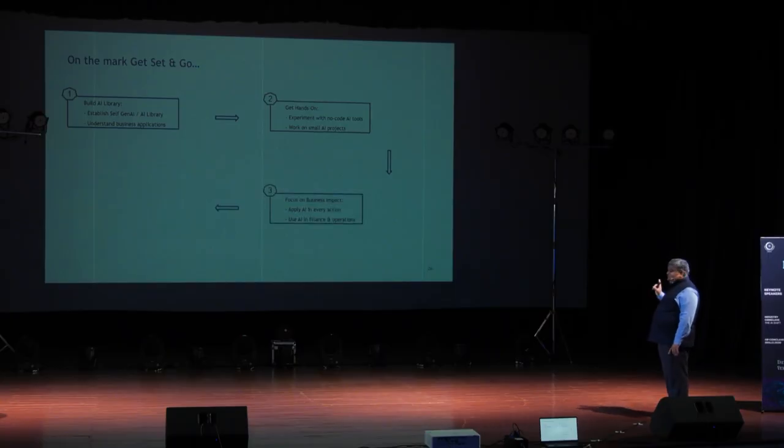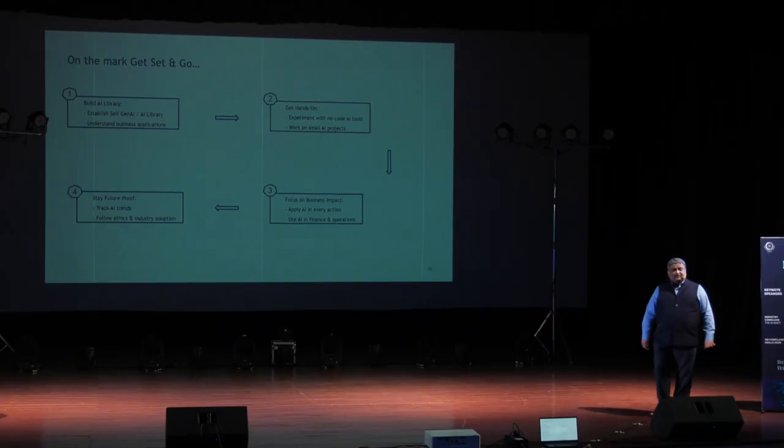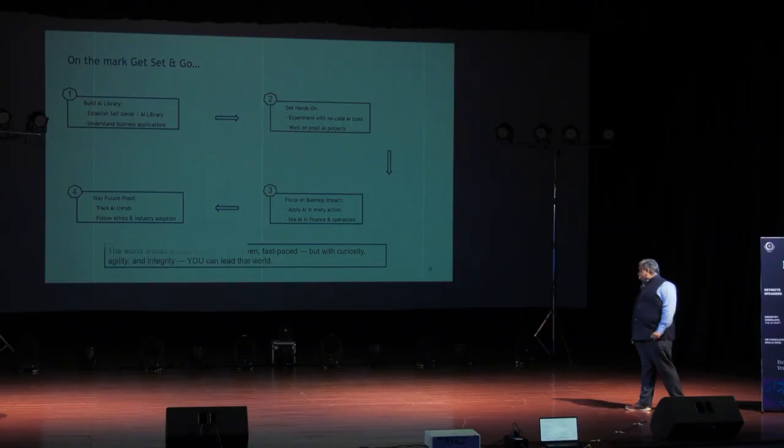Third, focus on business impact. Assess everything you are doing and see, can I apply AI in every action? That's where the shift will come. Use AI in finance and operations. And last but not the least, stay future-proof. Track what's happening in AI. What is the AI trend? And follow ethics and industry adoption.